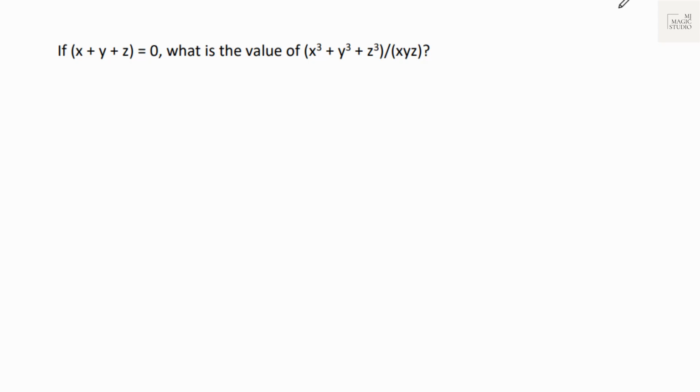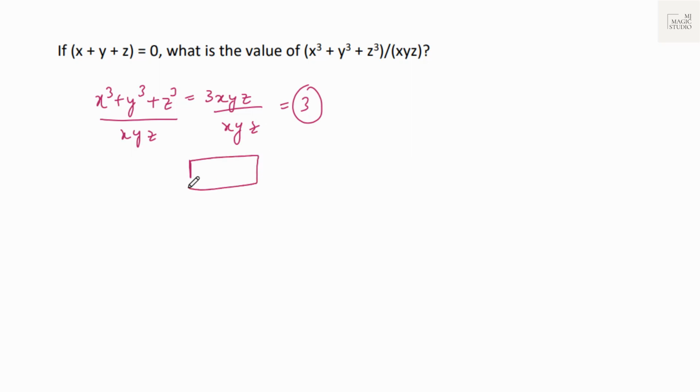There's a classical cubic identity that if x plus y plus z is 0, then x cube plus y cube plus z cube is equal to 3xyz. Because actually x cube plus y cube plus z cube minus 3xyz is equal to x plus y plus z into x square plus y square plus z square minus xy minus yz minus zx. So if x plus y plus z becomes 0, x cube plus y cube plus z cube should be equal to 3xyz. Divide both sides by xyz and you will have your answer, that is 3. Type in the box given and move on.